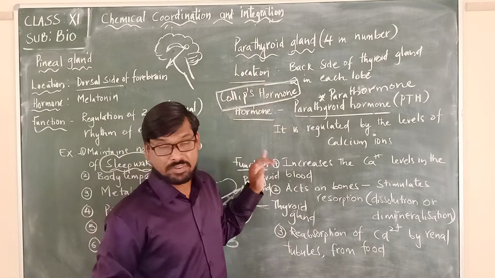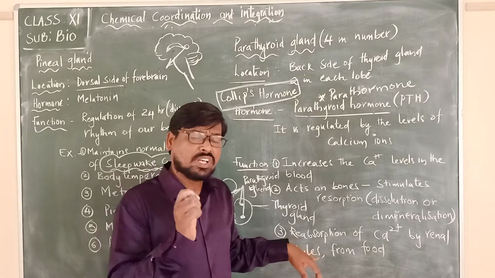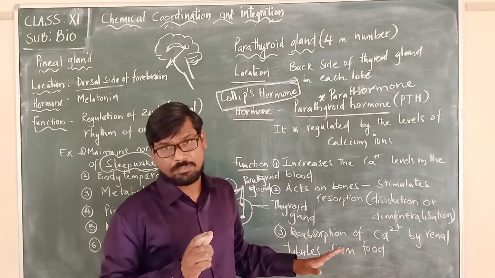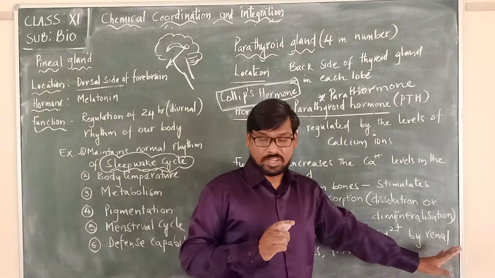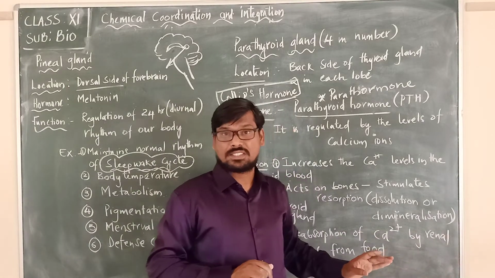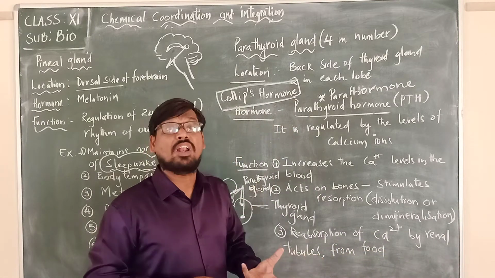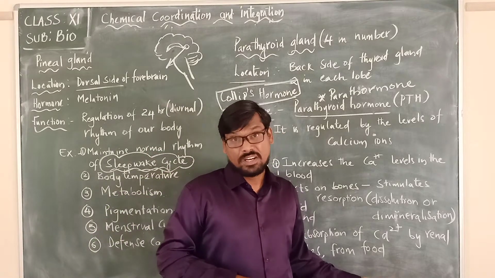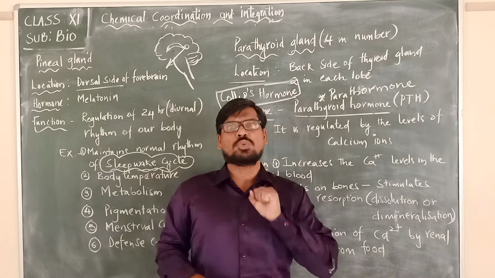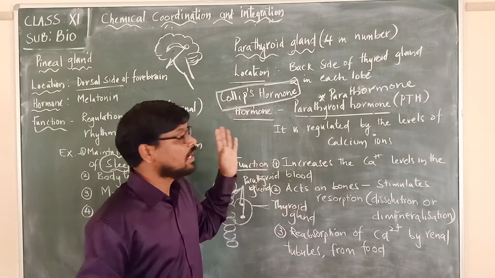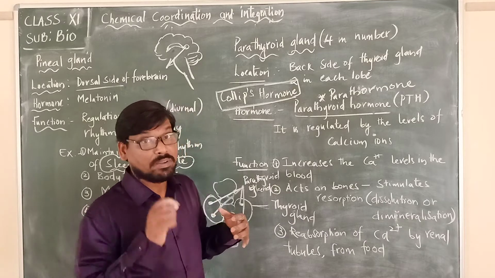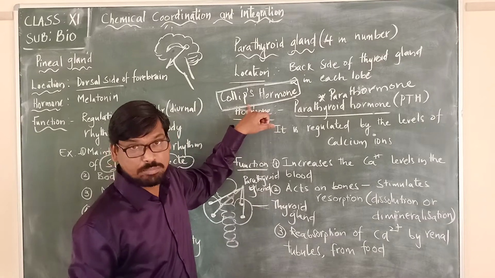So that is another point we have to remember. Not only from the excretory system, from the renal tubules present in the kidneys, this calcium is also absorbed from the digested food. It means from the digestive system also, this calcium will be reabsorbed by which hormone? It is the Collip's hormone.